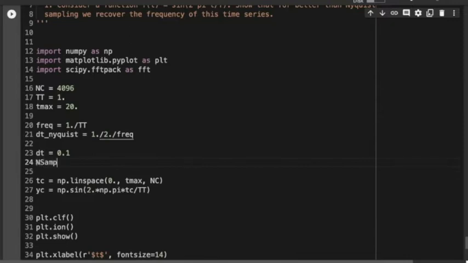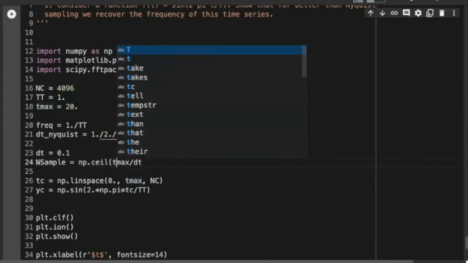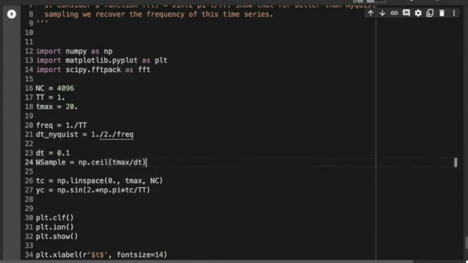So n sample is essentially t max by dt, but I also want this to be an integer. The t max by dt can be like say 100.3, so I want to sample it to 101, which is higher than 100.3. If this is a fraction, I can choose the next integer by saying np dot ceil. So ceil is essentially ceiling.